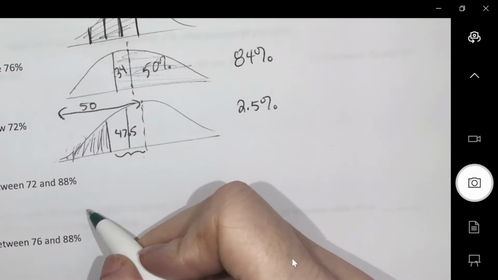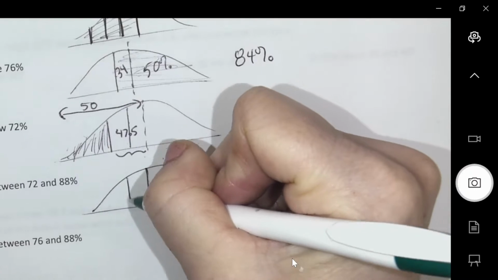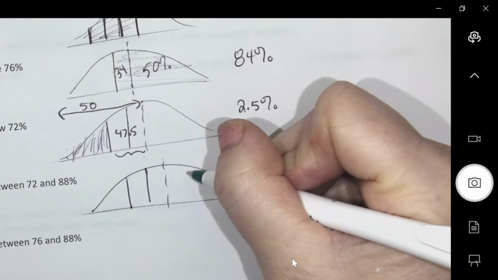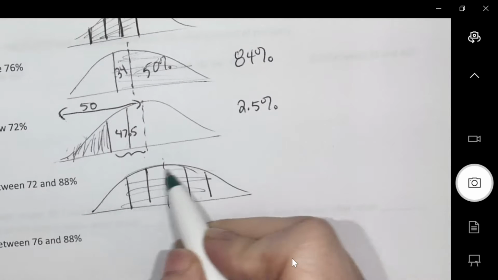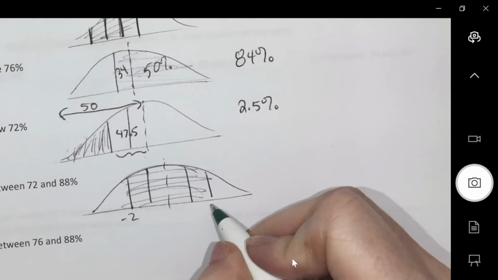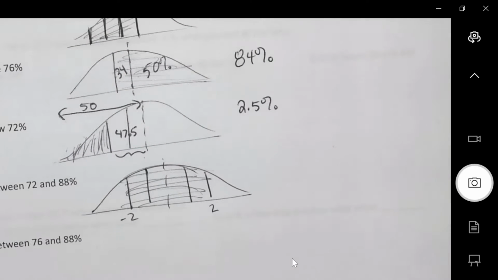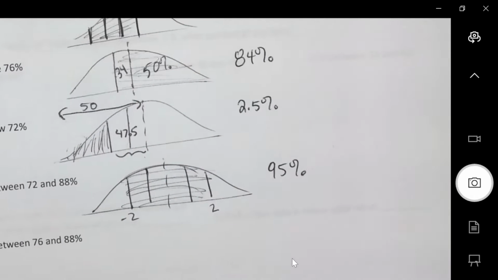Okay, between 72, so 2 down, and 88 is 2 up. Oh, so this is one of the major rules. What's between the -2 and the 2? That is one of the rules. I think that's the 95 rule. What's one of the rules that it started us?